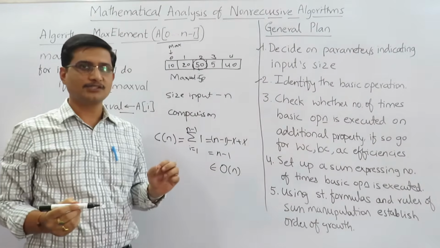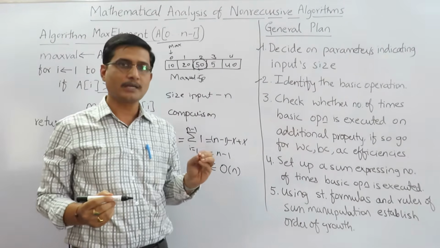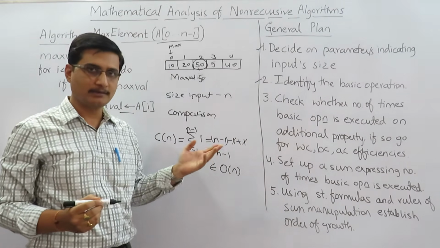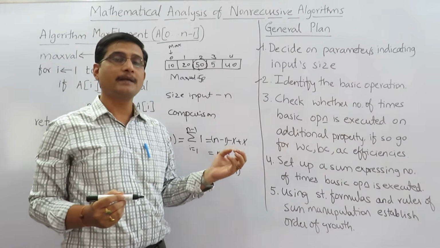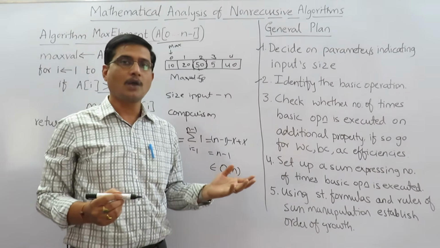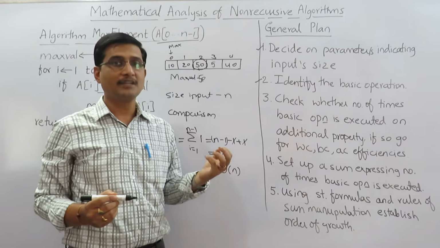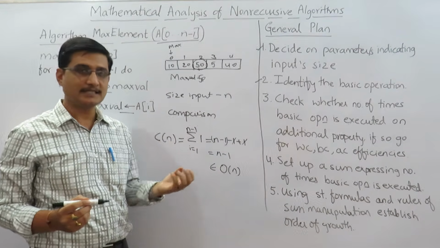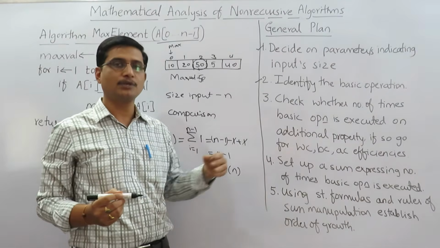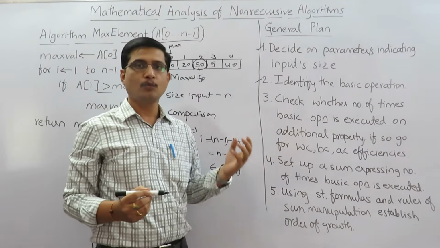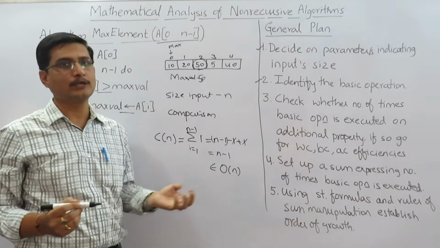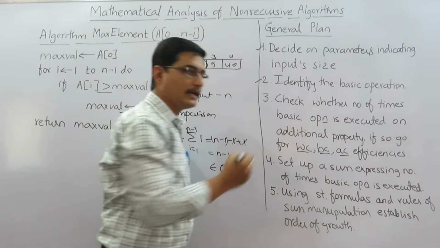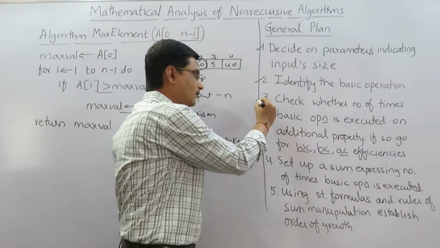The third step is we need to check whether the number of times the basic operation is executed will depend only on the size of the input or on some other property of the input. If it depends only on the size of the input, we need not go for worst case, best case, average case. If it depends on the specifics of the input, then we may have to go for worst case, best case, and if necessary, average case efficiency of the algorithm.